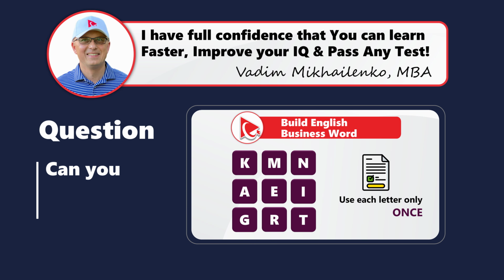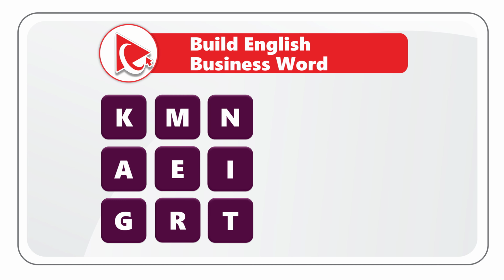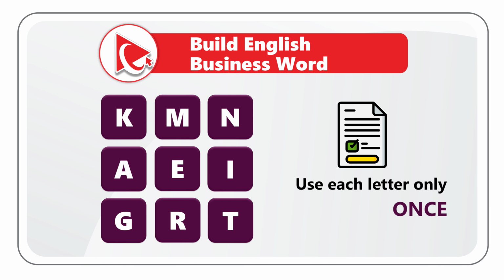Are you ready to test your English verbal reasoning skills? Here is the question where you need to build an English business word using 9 letters on the screen. The letters are K, M, N, A, E, I, G, R, T. The key condition here is that you need to use each letter only once. Take a close look to see if you can come up with the word.